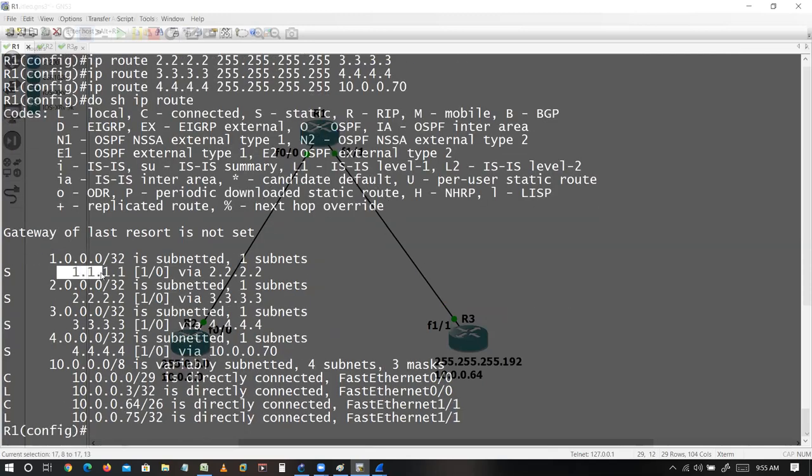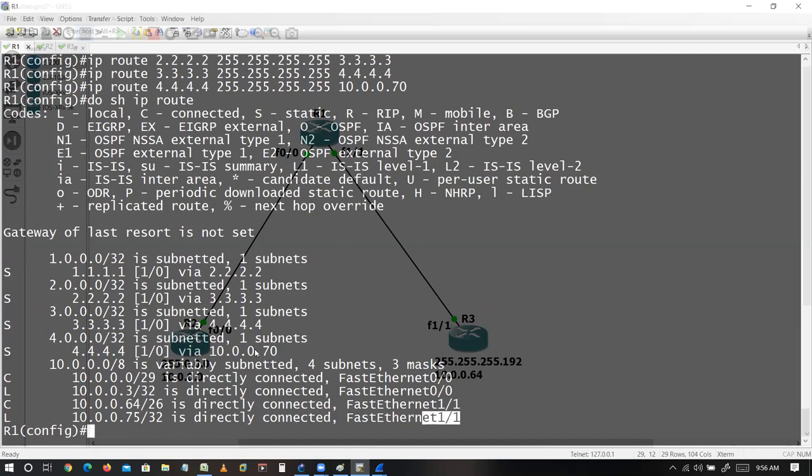What do I have? If I want to communicate to 1, I have to go to R2. Again, how can I reach R2? Via R3. How can I reach R3? Via 4. How can I reach 4? Via this address. And how I can reach this address is in the table. Okay. Right or wrong? Yeah, but what is the logic to it?